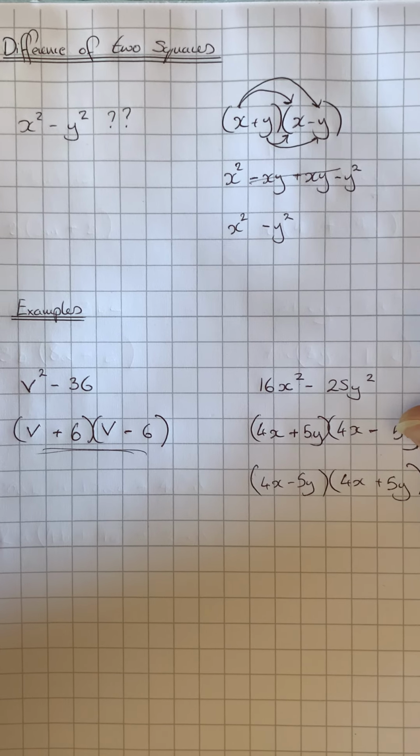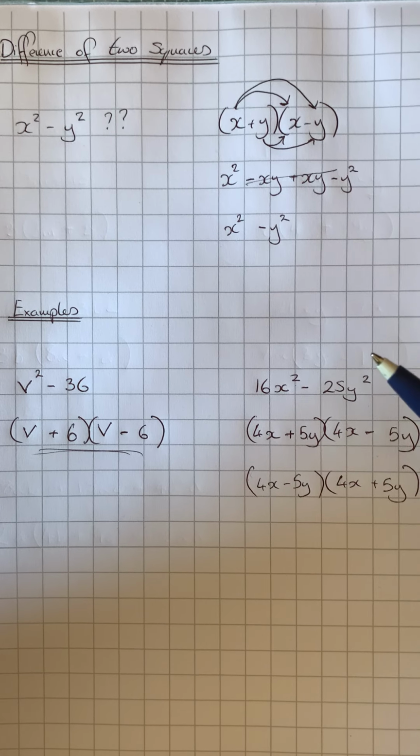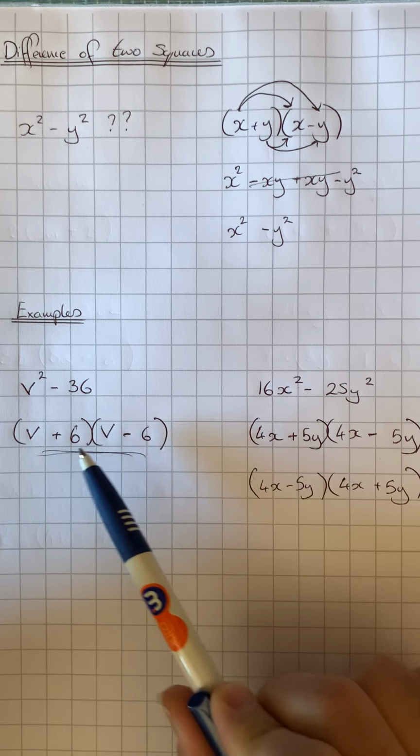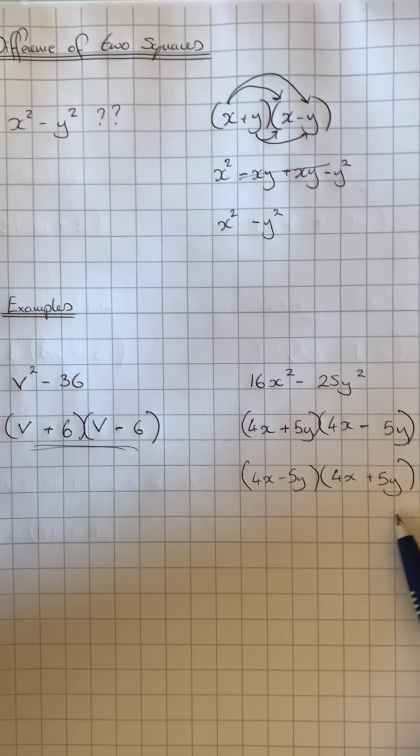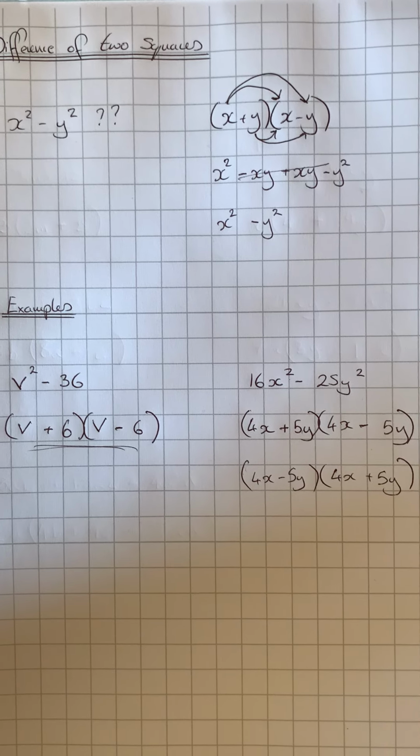So difference of two squares, you have to make use of perfect squares and the fact that one bracket is going to be positive and the other negative, and it doesn't matter which way you have them down.